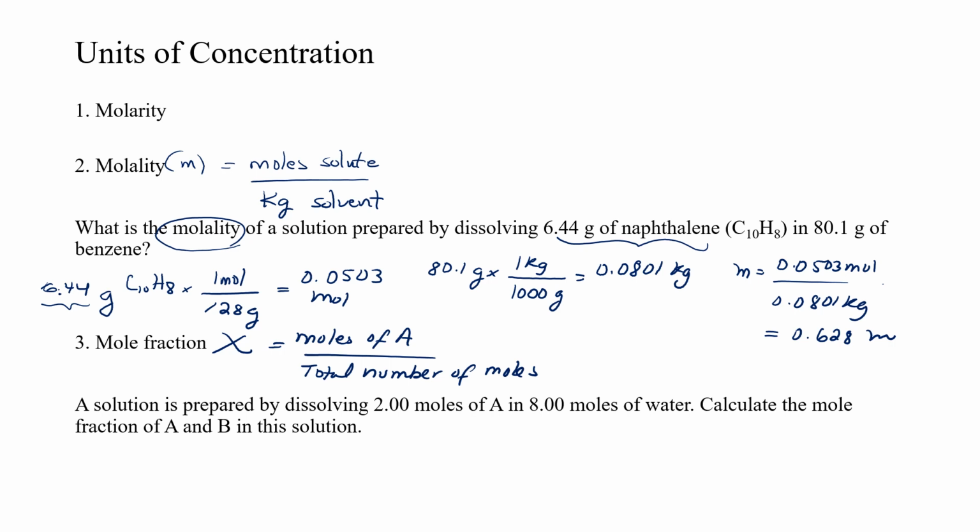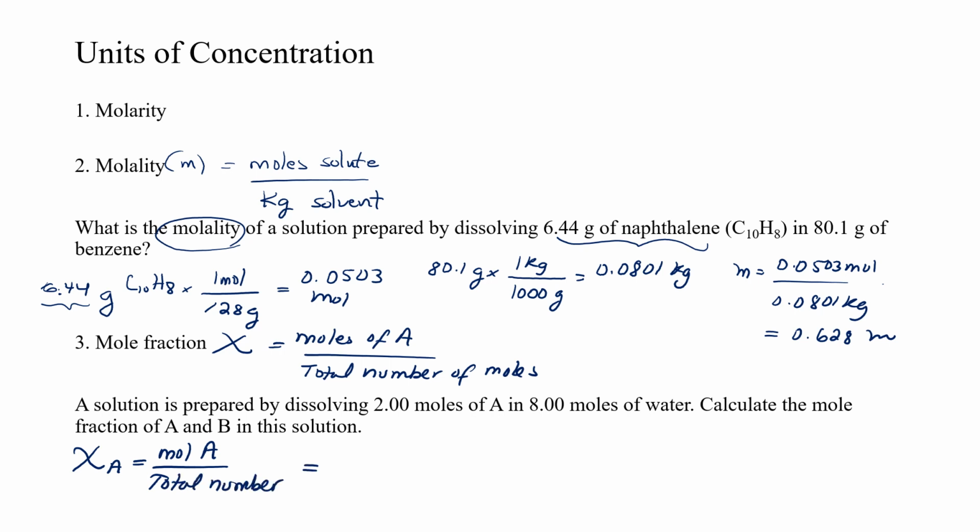So I have an example here. I have that you're preparing a solution with 2 moles of A, and you have 8 moles of water, which is the solvent. And this is asking you to find out the mole fraction for A, which is the solute, but also for B, which is the solvent in the solution. So if I want to find out my mole fraction here for A, that's going to be the moles of A divided by my total number of moles.